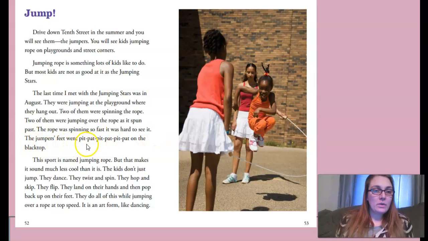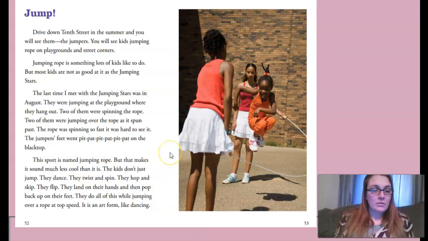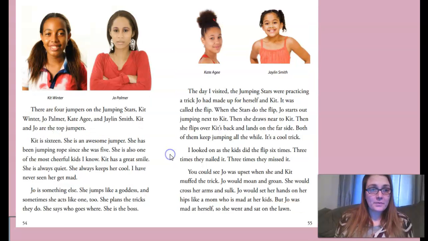The jumpers' feet went pit-pat, pit-pat, pit-pat on the blacktop. This sport is named jumping rope. That makes it sound much less cool than it is. The kids don't just jump. They dance. They twist and spin. They hop and skip. They flip. They land on their hands and then pop back up on their feet. They do all of this while jumping over a rope at top speed. It is an art form, like dancing. Is this something that you've ever tried before?